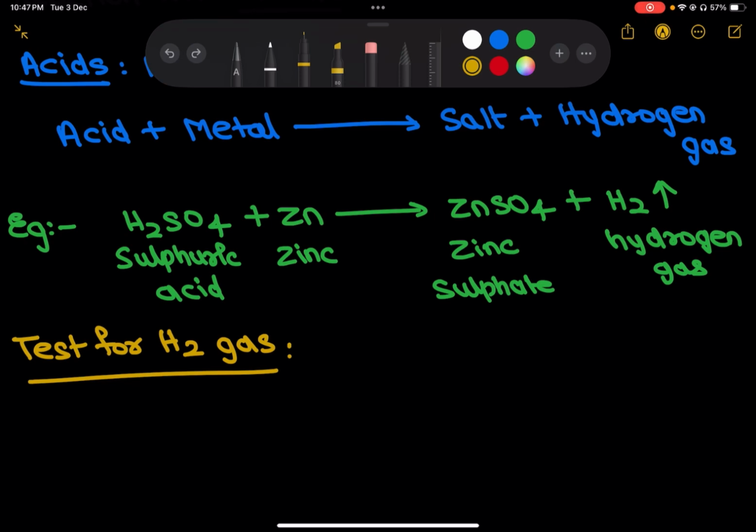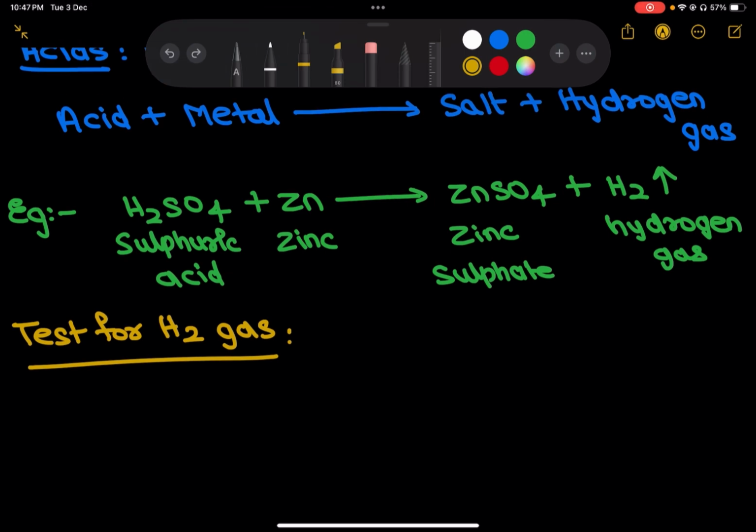It is not produced by CO2 or O2 or for that matter any other gas. Only H2 gas can produce this type of popping sound, right? So that is the characteristic test for H2 gas.